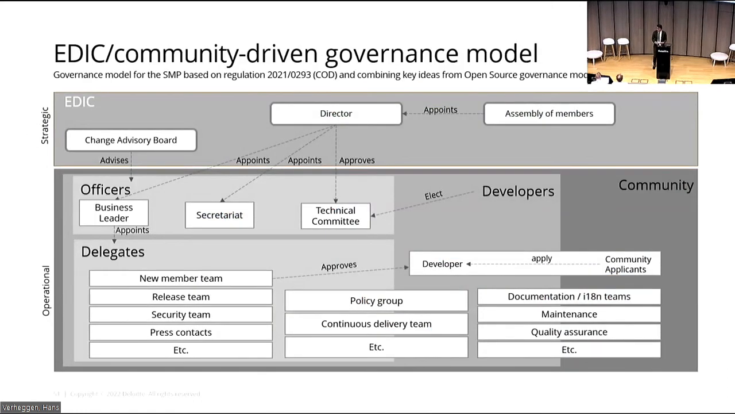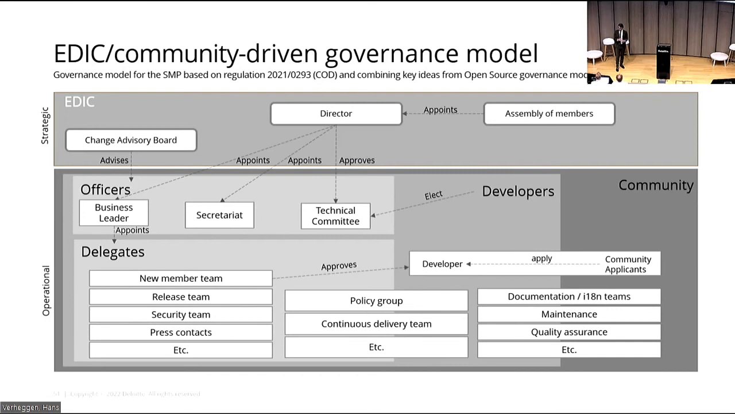Then we want to transition to the next governance model, which is more an EDIC community-driven governance model. This governance model is based on the EDIC regulation and key ideas from open source governance models. At the top, we have the more strategic layer, which is the EDIC. There we have two mandatory bodies, which is the director. The director is the executive lead and legal responsible for the EDIC.